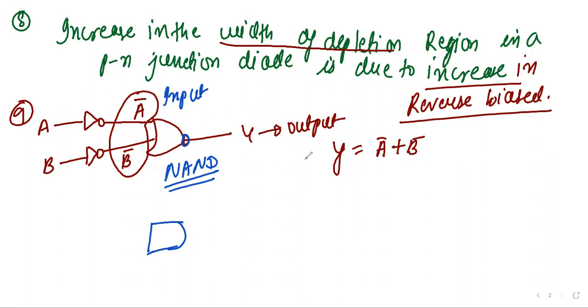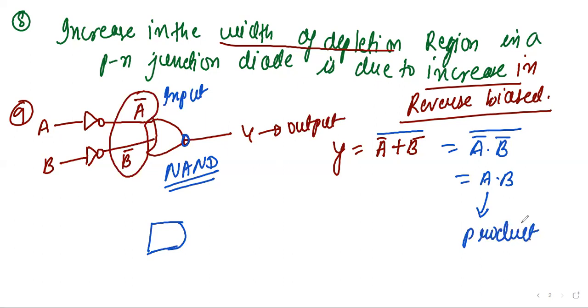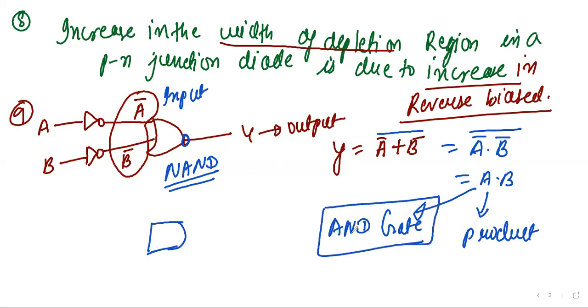Okay. Now take the bar also. So it is a double bar. Then it is converted into A bar dot B bar and whole bar. Then it is coming out to be A into B. A into B is the product of two inputs. Then it is coming out to be an AND gate. So this is your AND gate, right? Now see the next question, that is the 10th one.